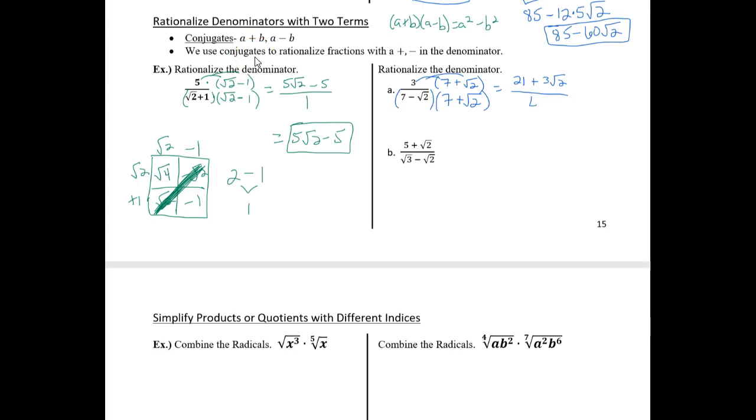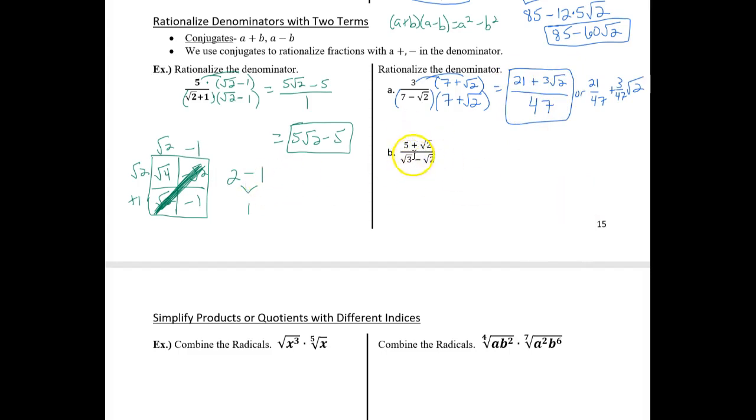So over 47. So you might see it written this way, or you might see it broken up into 21 over 47 plus 3/47 square root 2. Either way, those are equivalent, right? We're dividing each term by 47, or we're just leaving it as one big fraction.